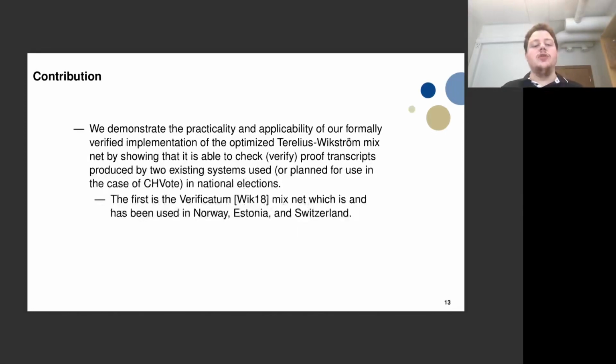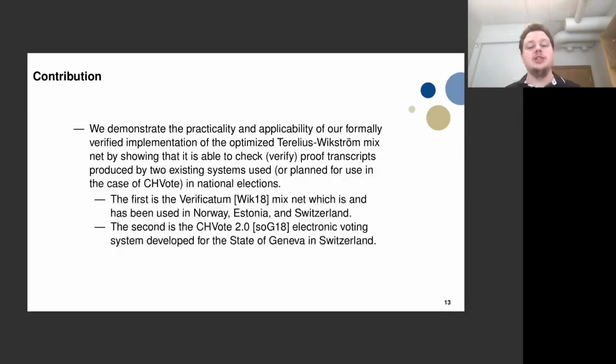Okay, so the first implementation we verified was the Verificatum mixnet, which has been used in Norway, Estonia, and Switzerland. And the second one was the CHVote system, which was planned for use in the state of Geneva, Switzerland, but is currently on hold.